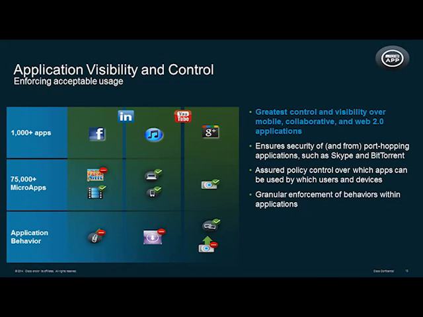ASA-CX offers very granular controls that allow administrators to create firewall policies that match the nuanced business needs of today. ASA-CX not only identifies 1,000+ applications, but also identifies 75,000+ micro-applications, for example Farmville on Facebook.